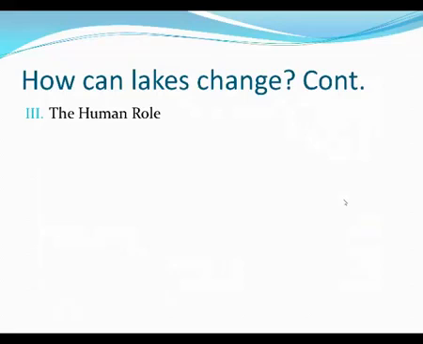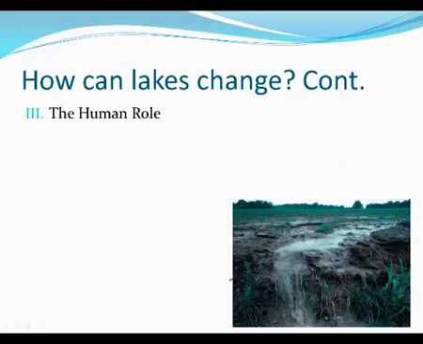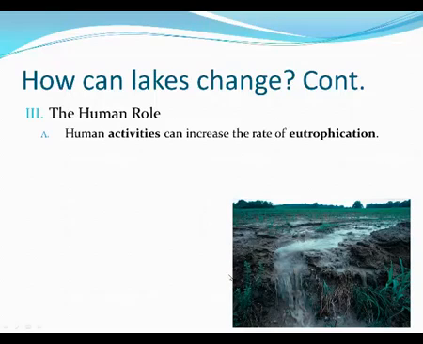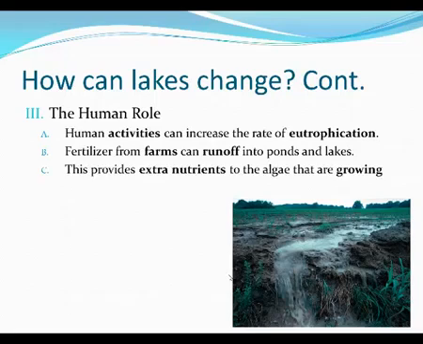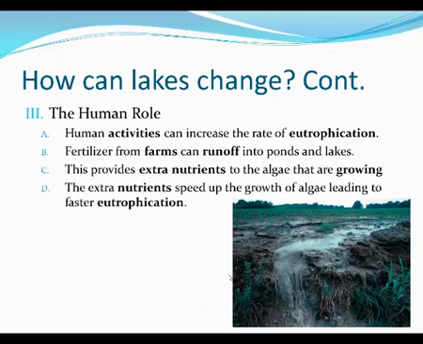Humans do play a role in this process of eutrophication as well. Human activities can increase the rate of eutrophication. Fertilizer from farms can run off into ponds and lakes. This supplies an excess amount of nutrients to that body of water. The excess nutrients cause algae to grow, and the extra nutrients speed up the growth of algae, leading to faster eutrophication.